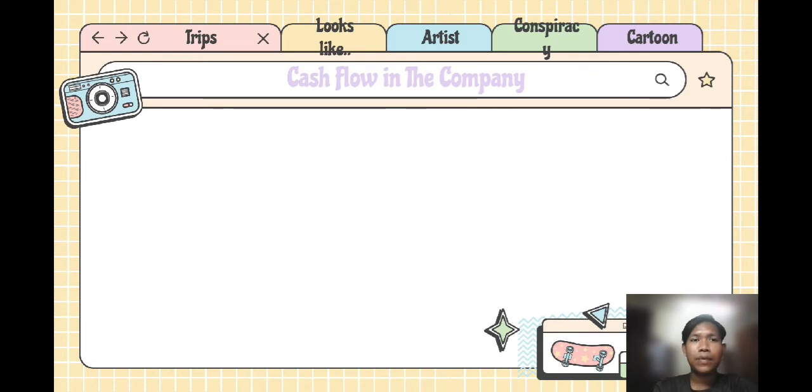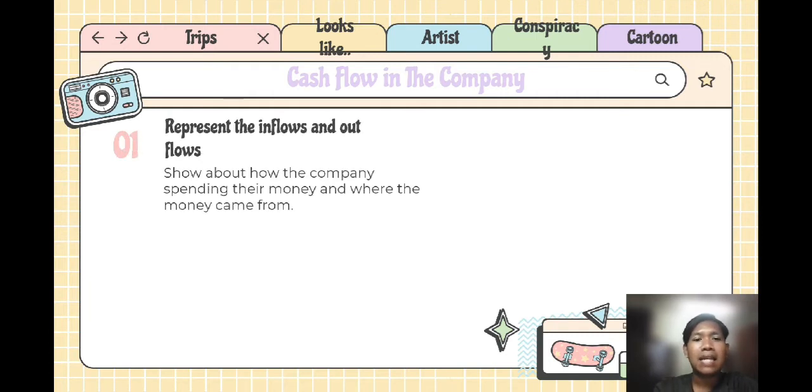In everything that we do, there must be a reason, right? So there must be a reason why I suggest you check the cash flow before making the decision to invest. There are 3 reasons that I can give you for why we must look at the cash flow before investing. The first reason is that the cash flow represents the inflows and outflows of the company. It shows how the company is spending its money and where the money came from.